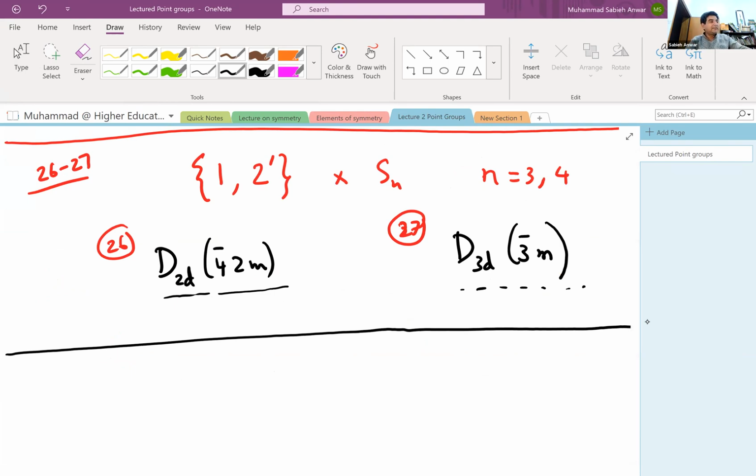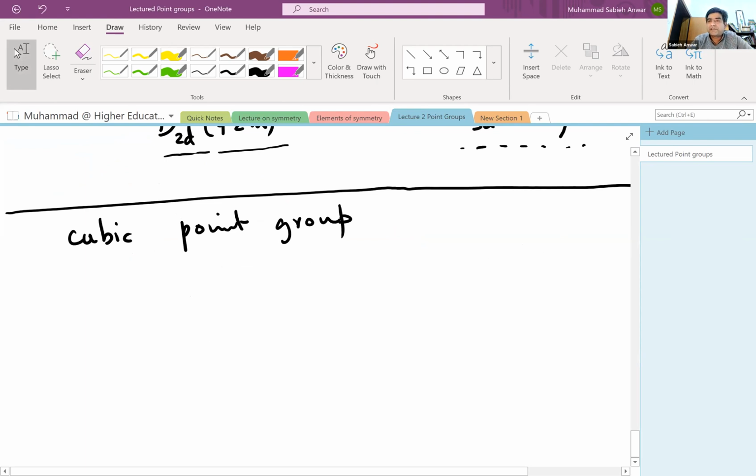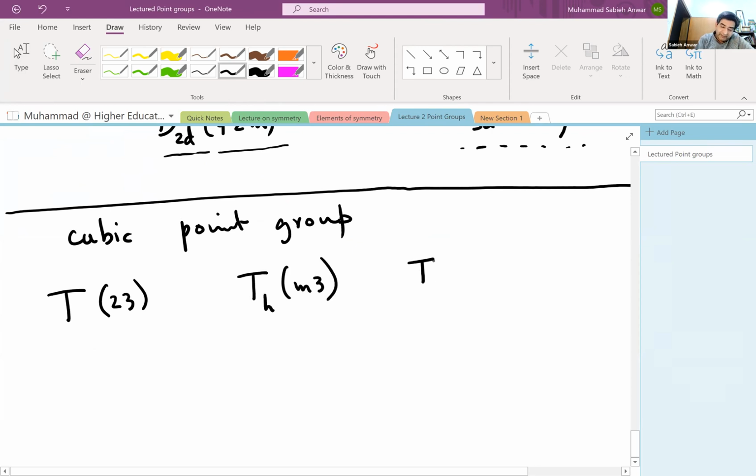So we're left with 5 point groups: 28, 29, 30, 31, and 32. And these are also the easiest and also sometimes the most difficult to understand. Let me spell out what these groups are. They are called cubic point groups. And a first student of crystallography encounters these point groups the most often. These point groups are labeled as T, international symbol 23, TH, international symbol m3, TD, international symbol 4 bar 3m, O, international symbol 432, OH, international symbol m3m.